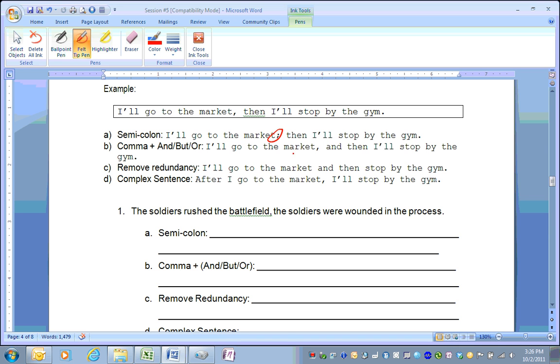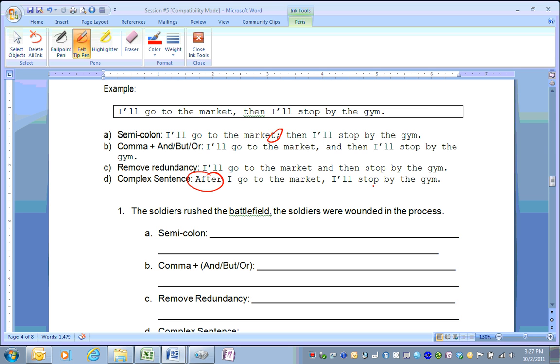I'll go to the market, and then I'll stop by the gym. By adding the word and, that could work. Or you can remove the redundancy, like I'll go to the market and then stop by the gym. Or you can add a word like after: After I go to the market, I'll stop by the gym. That doesn't quite sound like a run-on to me, so let's look at another one.